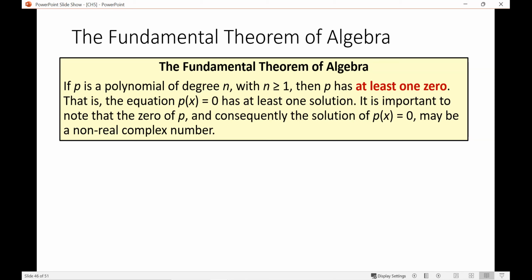So if the value of x that makes your function equal to 0 is a real number, then we cross the x-axis. But there are solutions to this equation that are not real numbers. So they're imaginary numbers, or complex numbers.